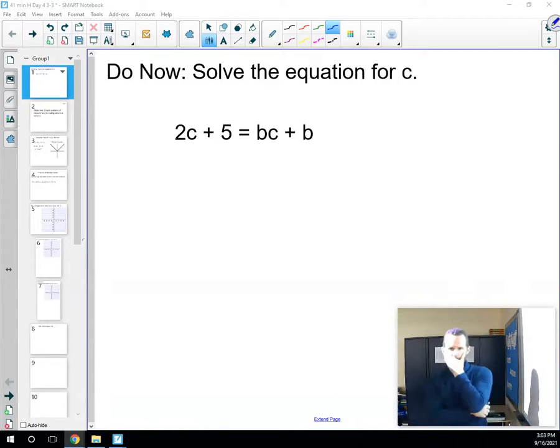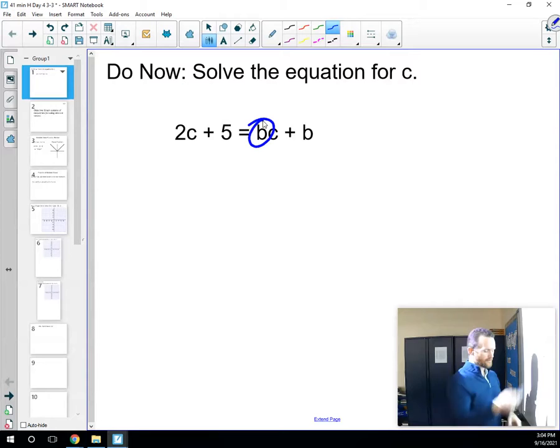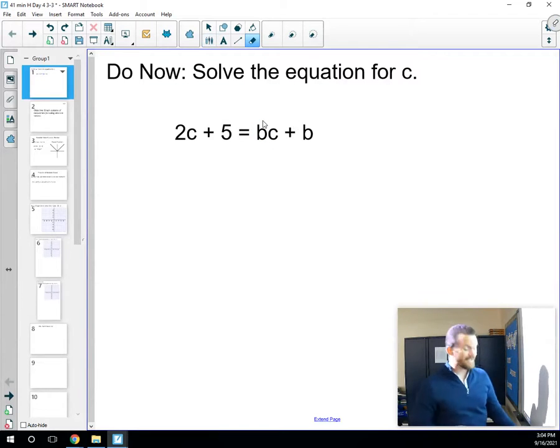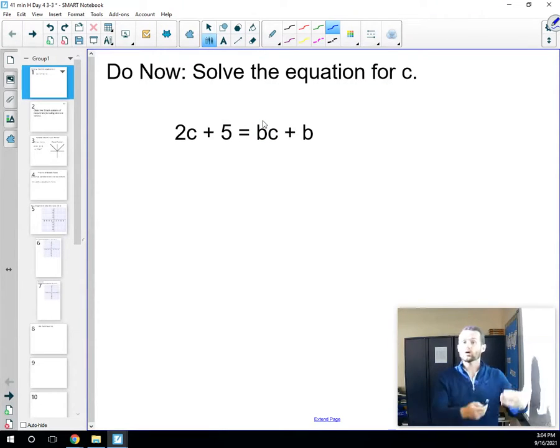So the directions say solve the equation for C. So basically, we're not going to be able to find a numerical answer. We're not going to end up with C equals 7 because we've got not C but B's here as well. We have extra variables. So the best we can do is just get C all isolated, all alone on one side of the equation.